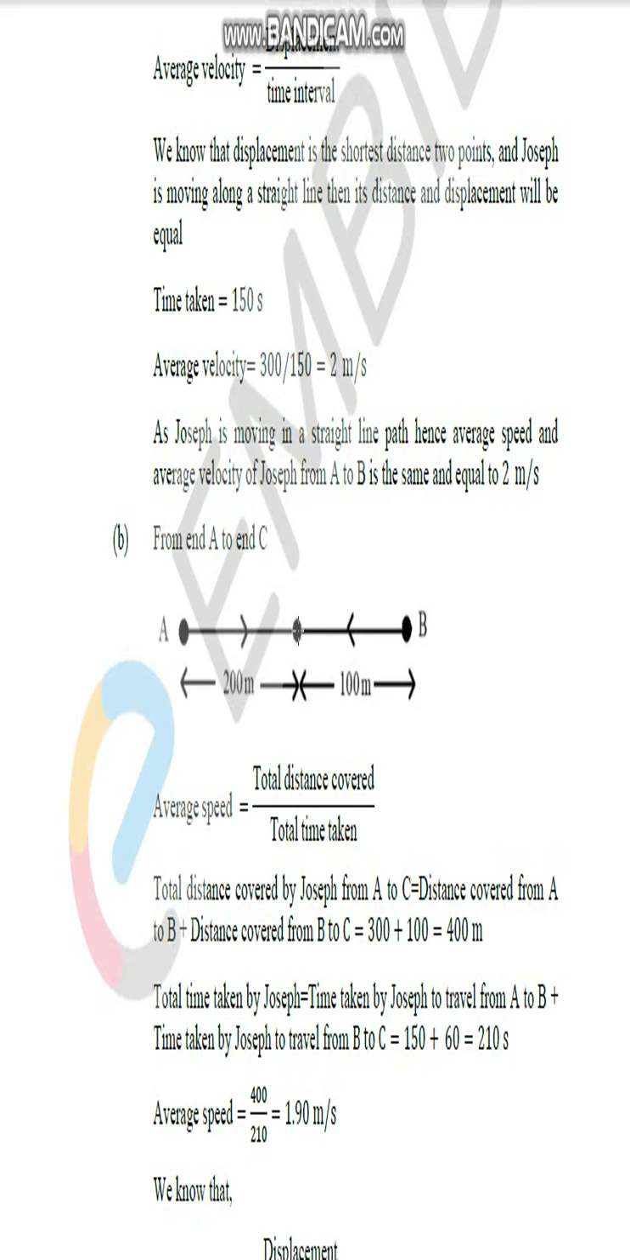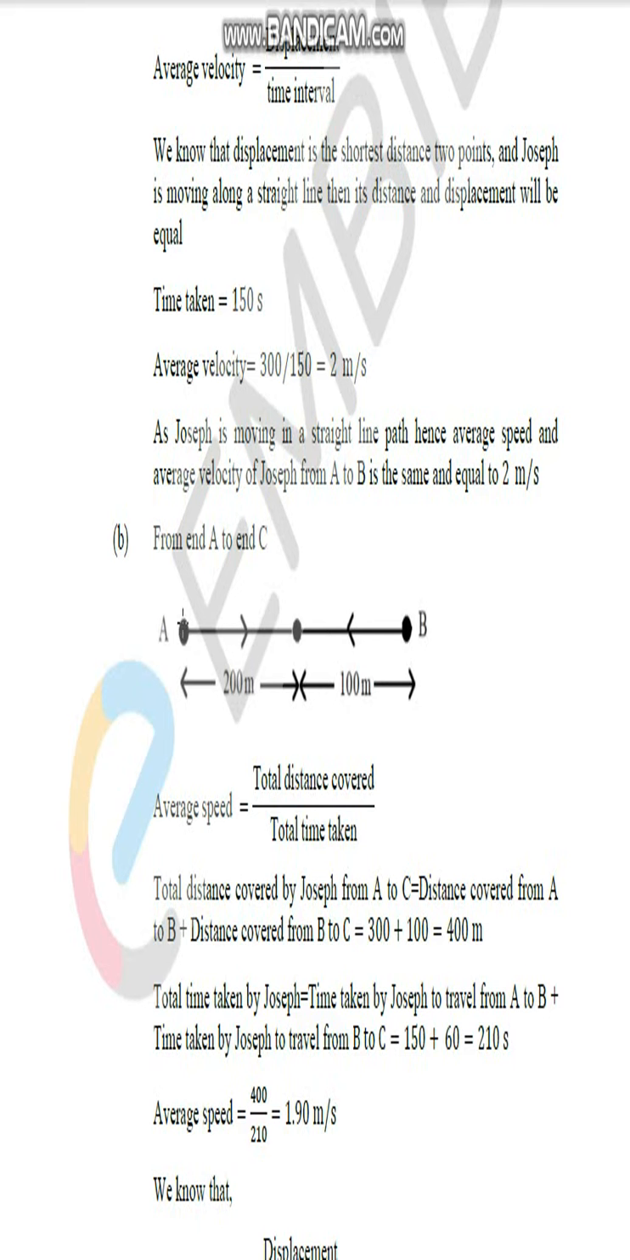Now total distance covered by Joseph from A to C, how do I find that? It will cover A to B plus B to C. I can't take the shortest path, because the shortest path is the displacement, but for the total distance covered, you have to understand here, I can't take that.